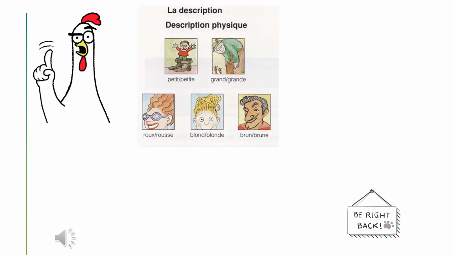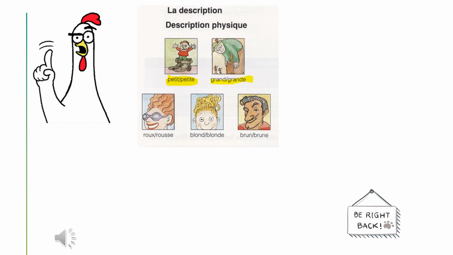All right, so we have just about finished the topic of descriptions, les descriptions physiques, physical descriptions, et l'apparence physique, physical appearance. But before you go, s'il vous plaît, rappelez-vous. Please remember. Kung Pao Chicken says, la description physique. All right, so petit versus petite. You're going to use the verb être when you're talking about physical descriptions.